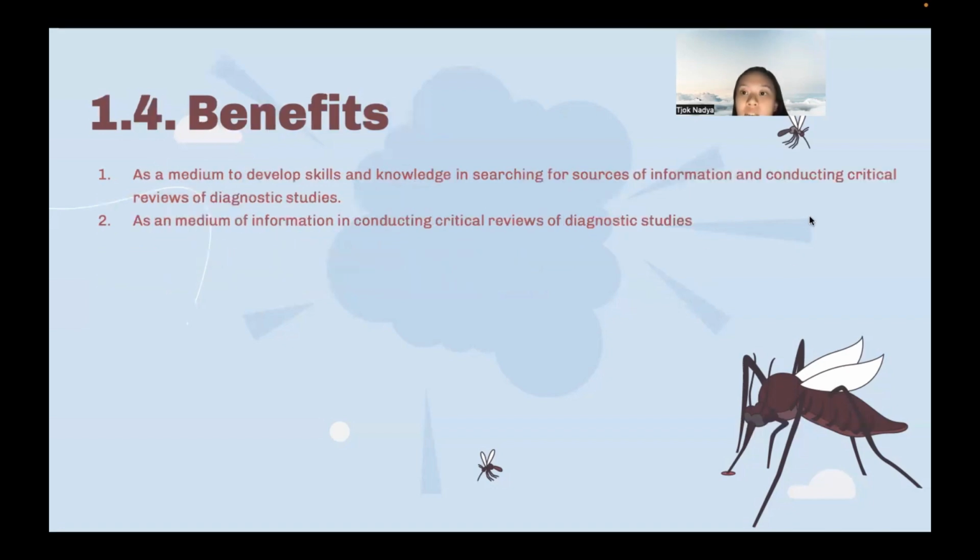Last but not least, the benefit of our student project is as a medium to develop skills and knowledge in searching for sources and information and conducting critical reviews of diagnostic studies, and also as a medium of information in conducting critical reviews of diagnostic studies.